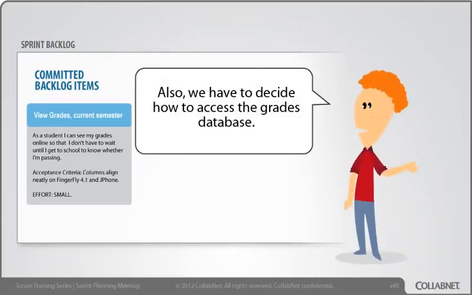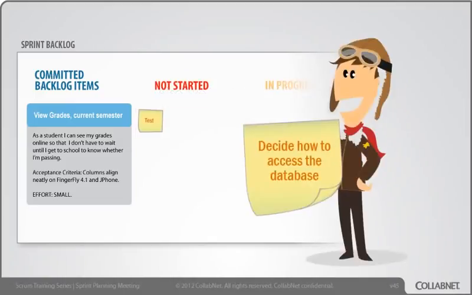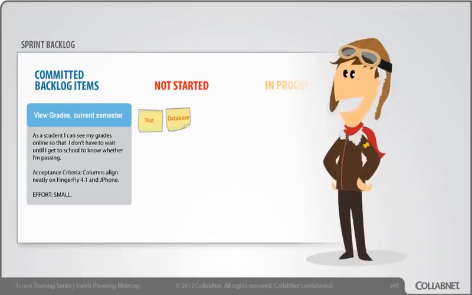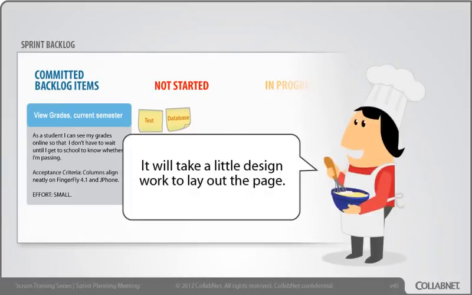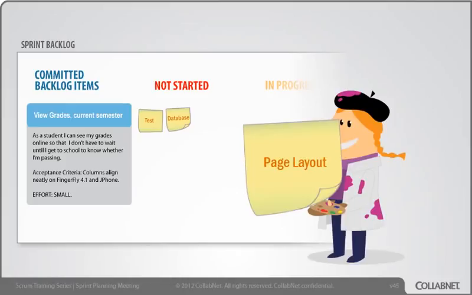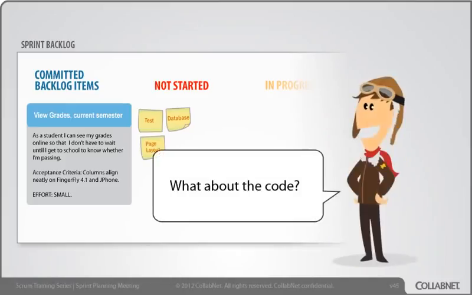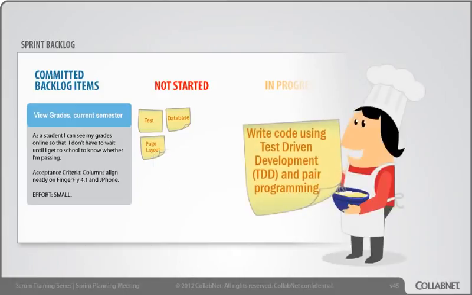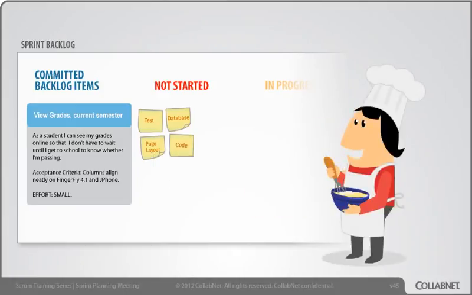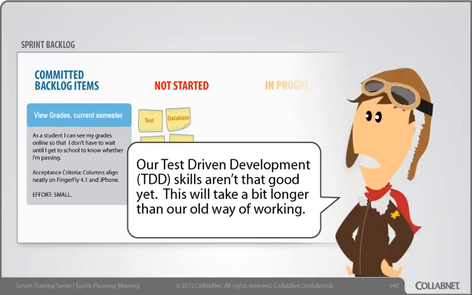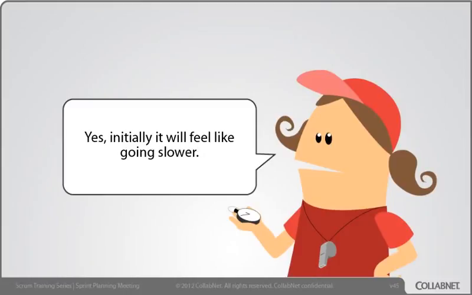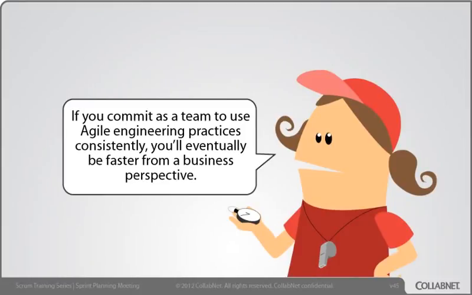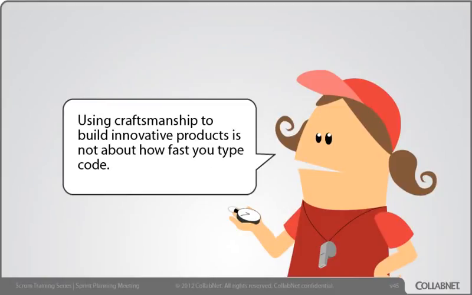Also, we have to decide how to access the grades database. It will take a little design work to lay out the page. What about the code? Our test-driven development skills aren't that good yet. This will take a bit longer than our old way of working. Yes, initially it will feel like going slower. If you commit as a team to use agile engineering practices consistently, you'll eventually be faster from a business perspective. Using craftsmanship to build innovative products is not about how fast you type code.